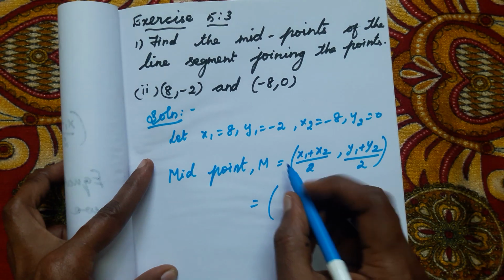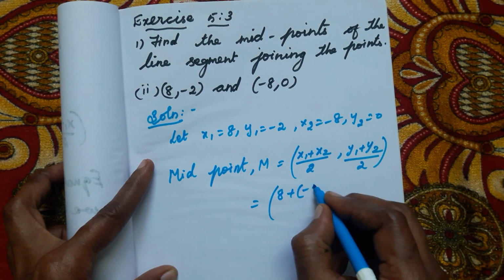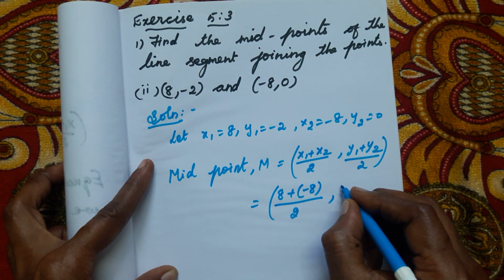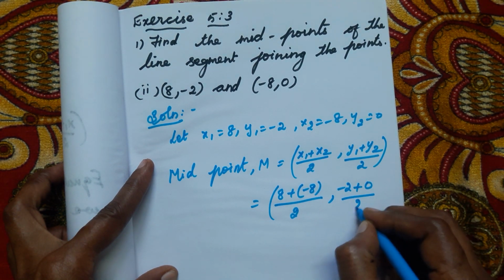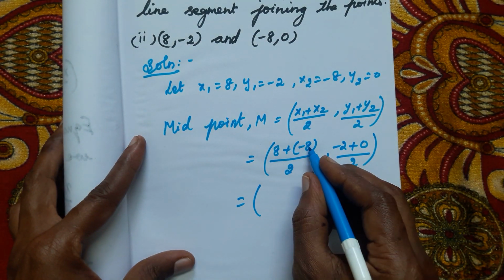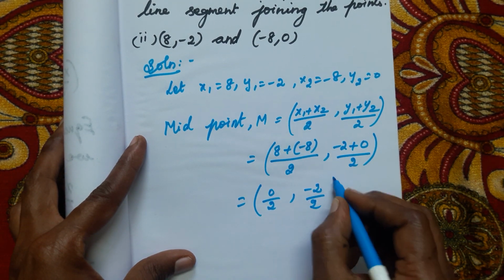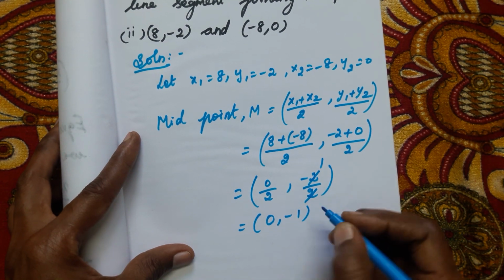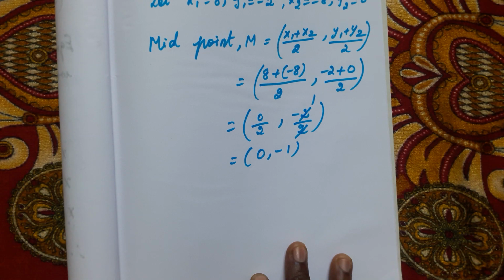It is equal to x1 in place 8 plus x2 minus 8 by 2, comma, y1 minus 2 plus y2 0 by 2. It's equal to 8 minus 8 is 0 by 2 comma minus 2 by 2. Here 1. So it's equal to 0 comma minus 1. Midpoint M is equal to 0 comma minus 1.